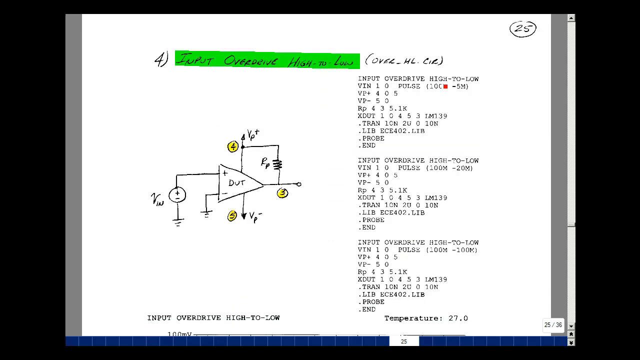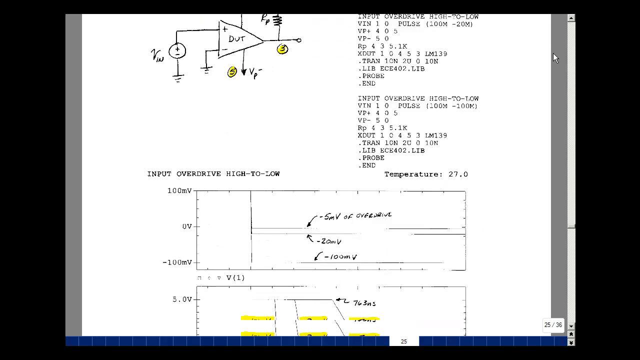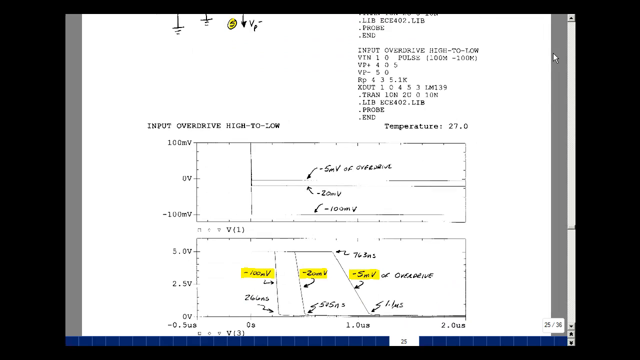Here we're going to go from a positive voltage to a slightly negative voltage, minus 5 millivolts, then minus 20 millivolts, and then minus 100 millivolts. And you can see the response on the bottom. So here we're starting out, dropping down a little bit below 0, more and more. So here's the result. We switch with the 5 millivolts of overdrive, and it takes about 763 nanoseconds before something starts to happen, and eventually 1.1 microseconds. If you were to shoot a little bit more beyond 0, it switches faster and faster, but again, it kind of stops here. It doesn't get much faster than this.